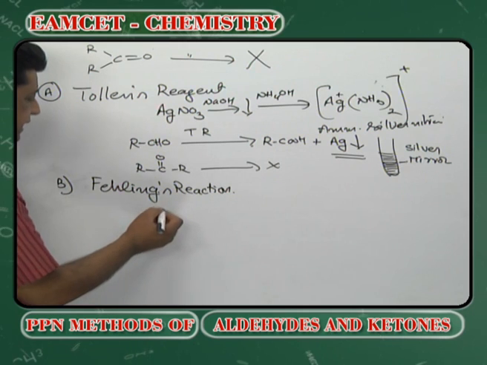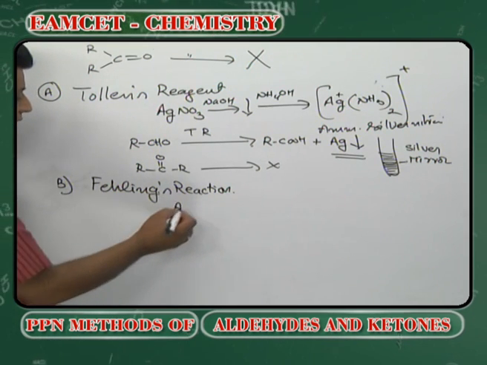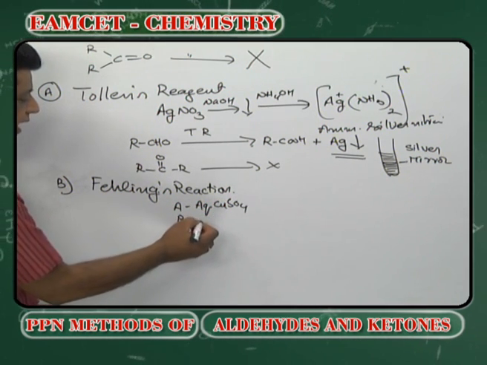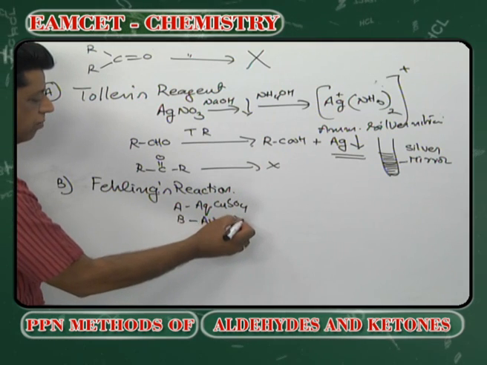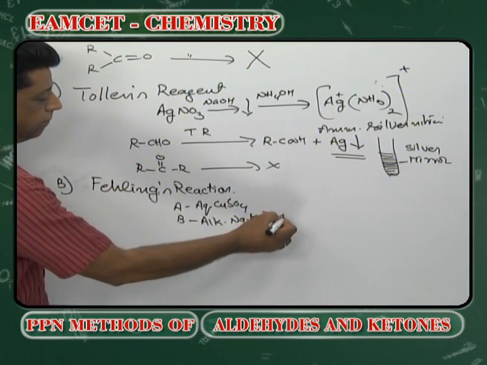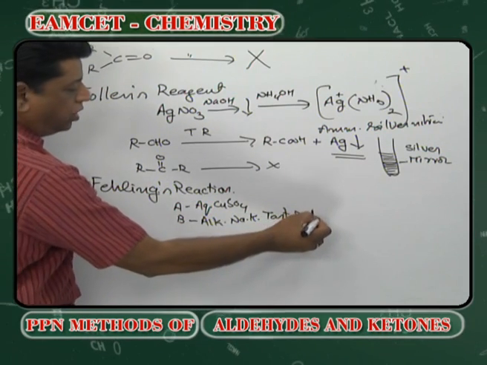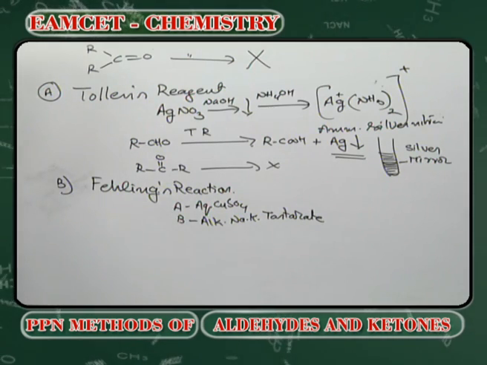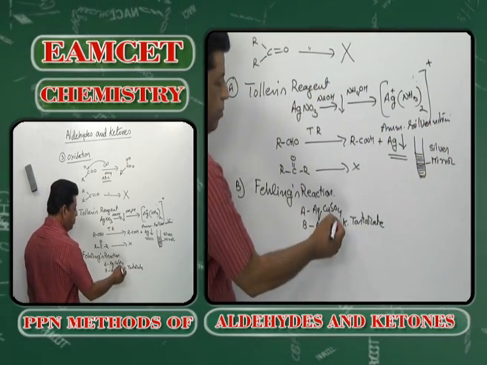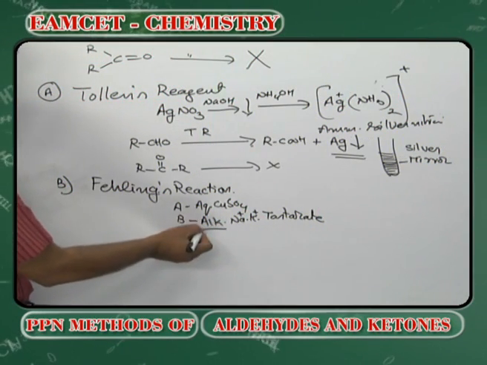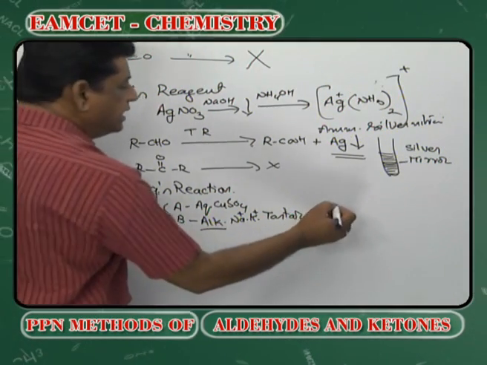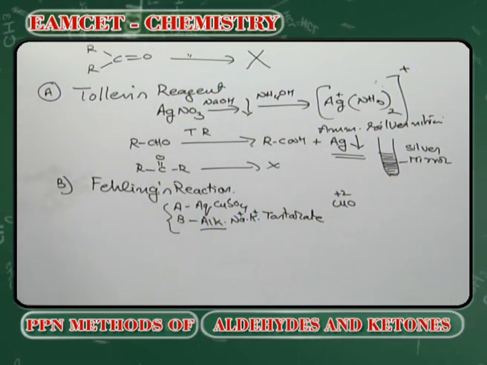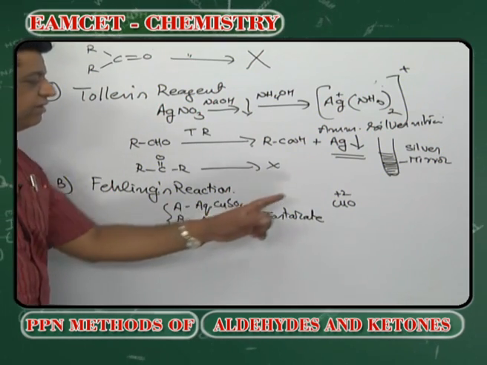Fehling's reagent has two solutions, A and B. A is an aqueous solution of copper sulfate. B is an alkaline solution of sodium potassium tartarate. Tartaric acid is a 4-carbon dicarboxylic acid containing 2,3-dihydroxy. If you mix sodium potassium tartarate with the alkaline medium, in the mixture you find cupric oxide. Copper sulfate with this base converts into cupric oxide.